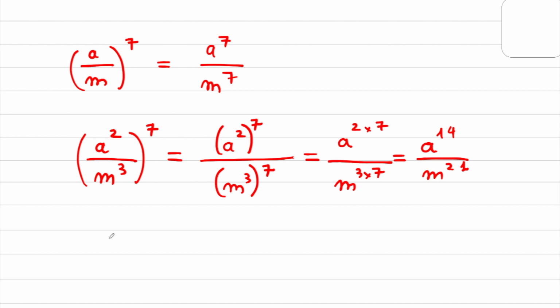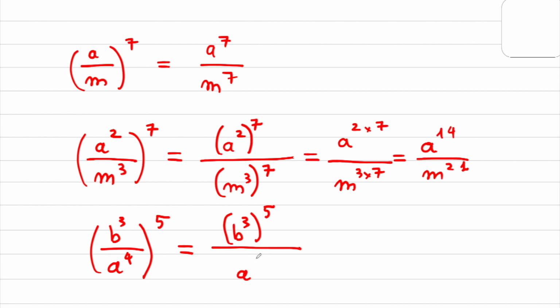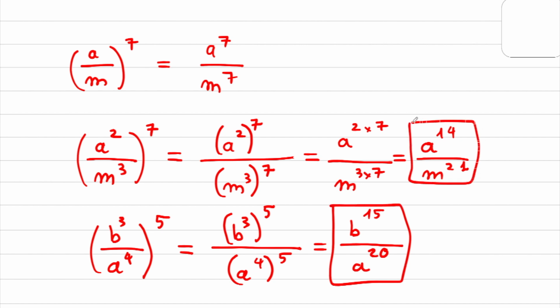And one more time, you have b cubed and you have a 4 here, and outside is written 5. Okay, apply 5, or you want to break this bracket. I have the new writing. The whole numerator has to be put inside the bracket like this one. And the denominator, I have to put inside the bracket like this one. And then you have the power 5 outside. And for this writing, it's quite easy. Multiplication of 3 and 5, you get 15. And a here is 20. So here is the answer for this question.